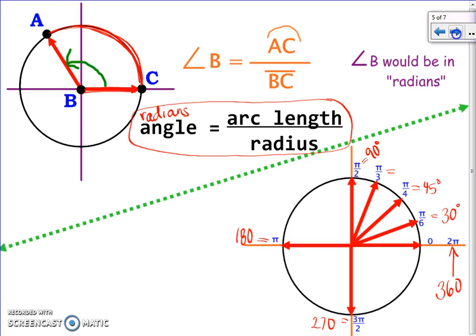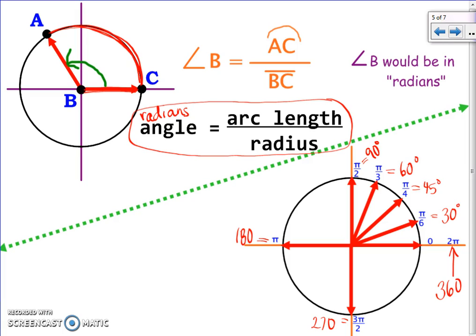This one's 30, and this one's, nope, another guess? 60. Okay, so those right there are the most common. Those are the ones that you're going to want to get used to seeing, especially knowing that 2 pi is 360 and pi is 180. These four on the points are definitely ones you're going to want to memorize.